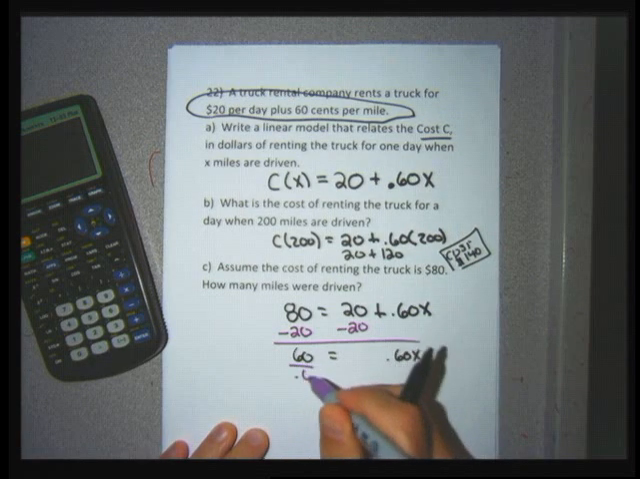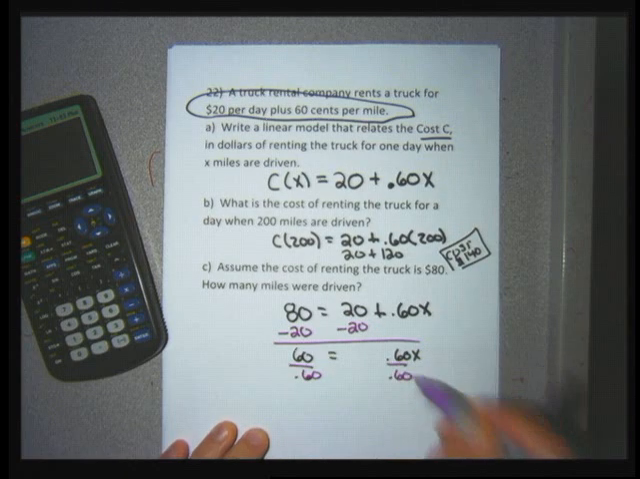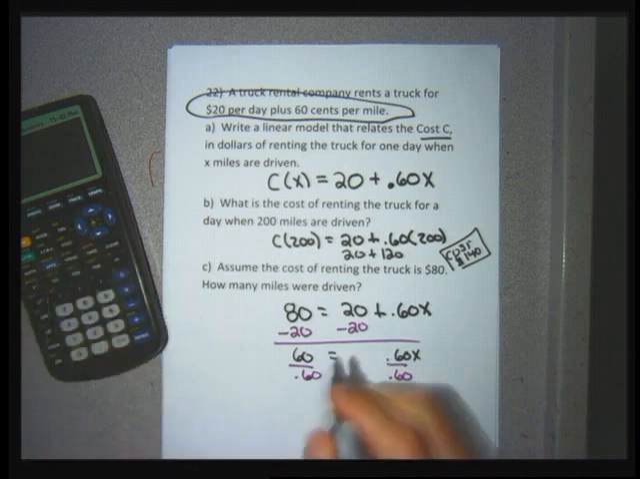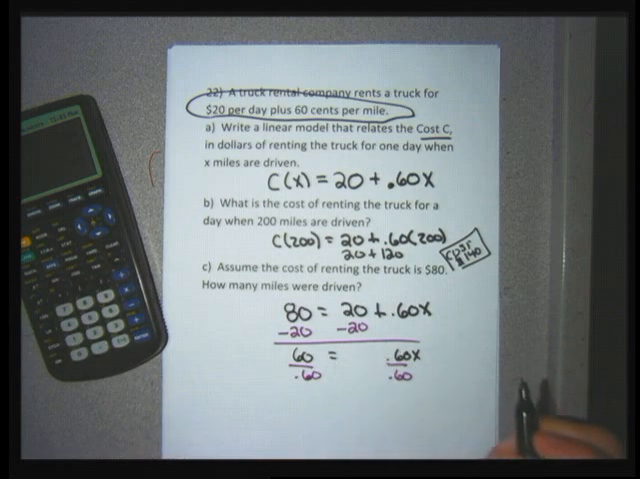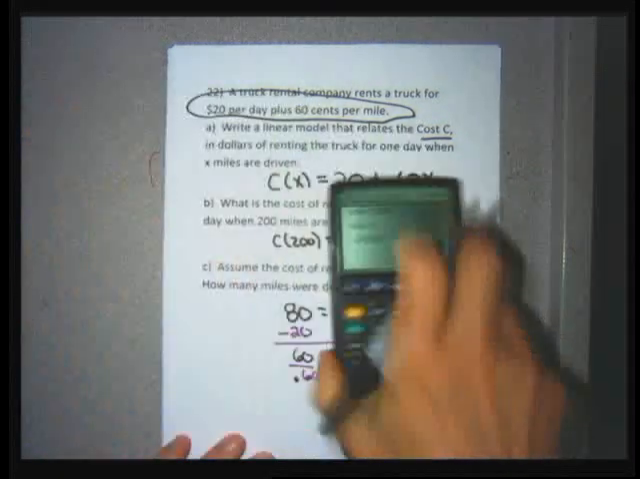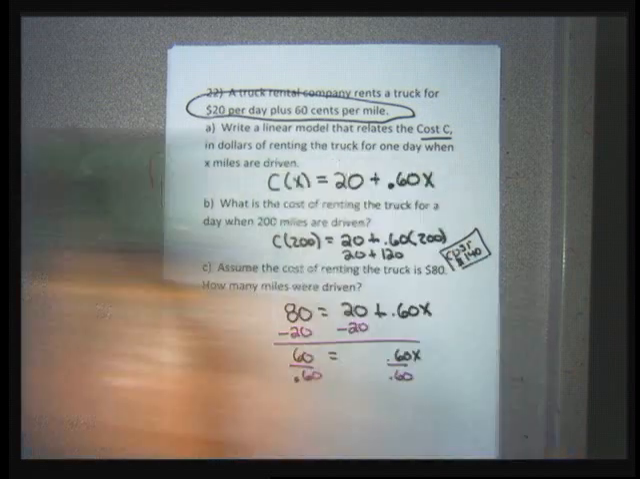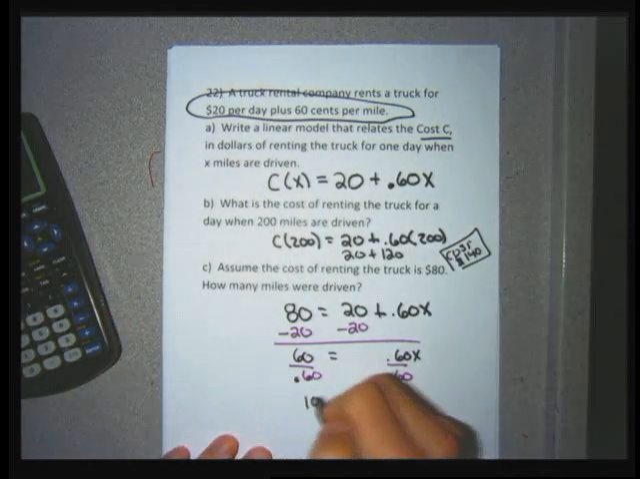And to solve this, I need to do two steps. After I plug the 80 into the left-hand side, I minus 20, then divide by 0.6. And then on the left-hand side, I'm going to get my answer, which is 60 divided by 0.6. Too many 60s there. It gives me 100. On the right-hand side, I get the x.